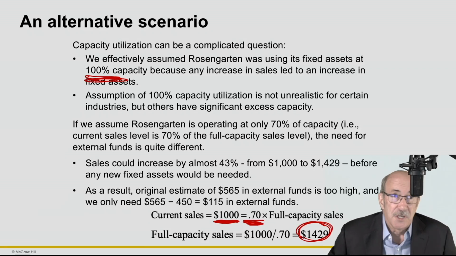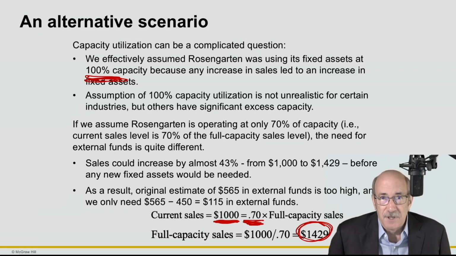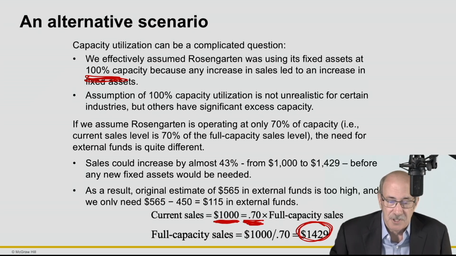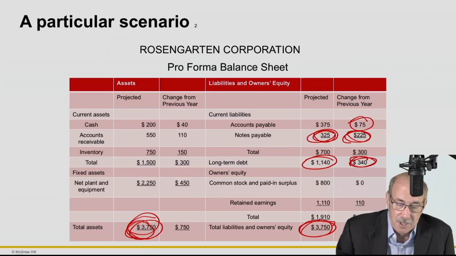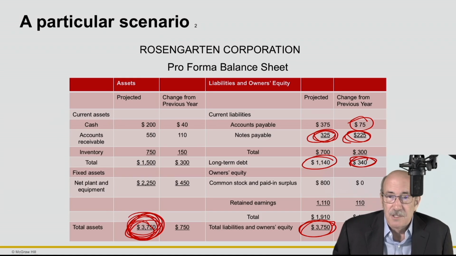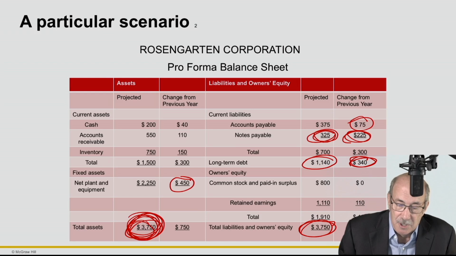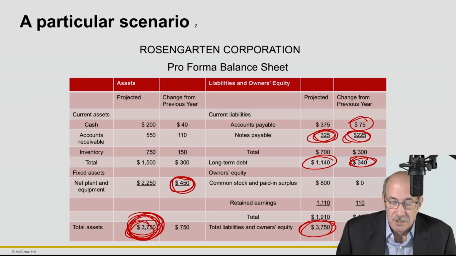So we could actually very easily, if this assumption is right, expand the firm with the additional sales and not change our fixed assets at all, which would reduce our external financing need. It would reduce this 3750 down to a substantially lower number. In fact, if we didn't do any expansion, it would decrease it by $450.